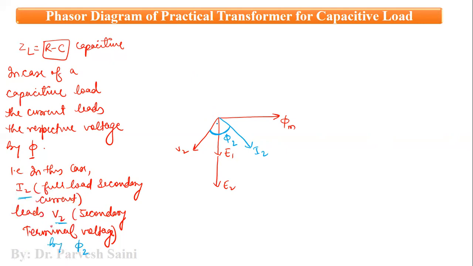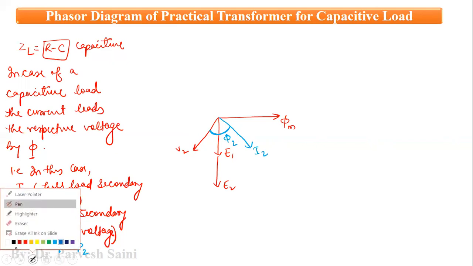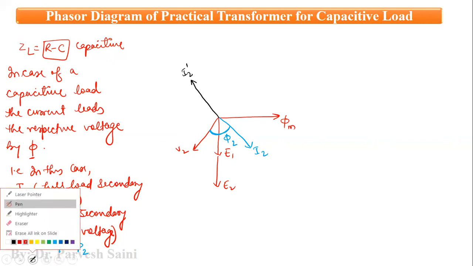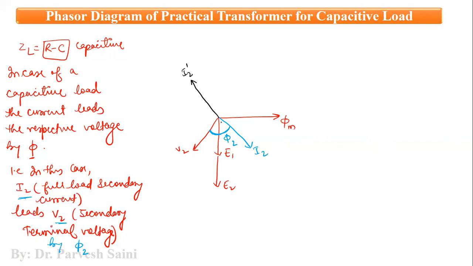Now what we will see, we will draw a counter primary current. So the counter primary current is the opposite to this I2. This current is I2 dash, right? So this is the counter primary current. Now because this E1 is because of V1 dash, it is opposing V1 dash, so we will draw it here. So it is V1 dash, right?